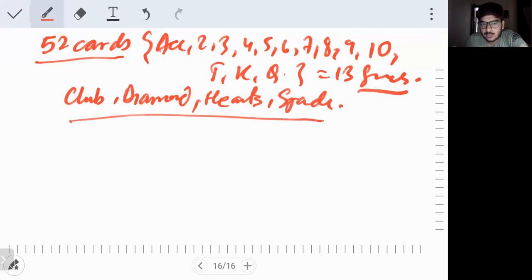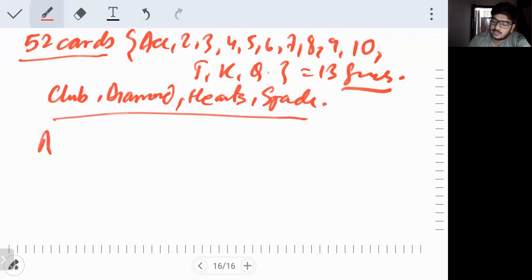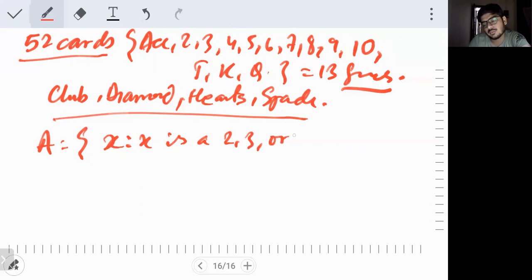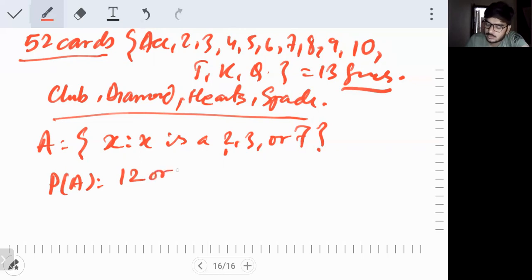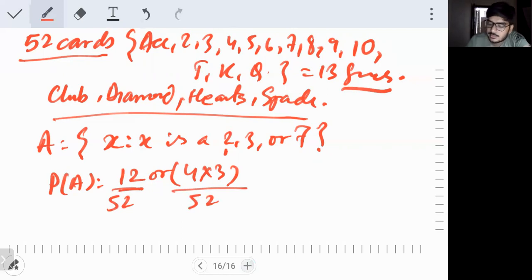Our question is, the event we define over here is that we get X equal to 2, 3, or 7. So the probability for this will be 12 total cases, because each number will be divided into 4 different suits. So 4 into 3, divided by 52. This is the event A.